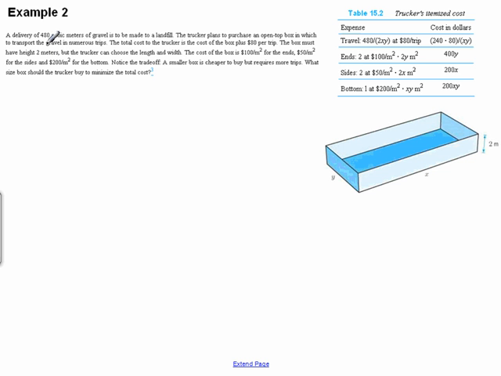So we've got a delivery truck system. So the idea is this: a delivery of 480 cubic meters of gravel needs to be made. So this is how many cubic meters we need. And there's a trucker who is going to purchase an open top box in which to transport the gravel in numerous trips. So gravel is going to go in here. Gravel, gravel, gravel.